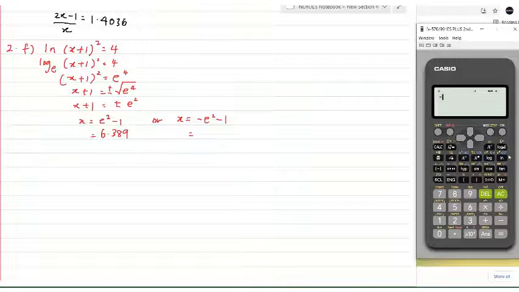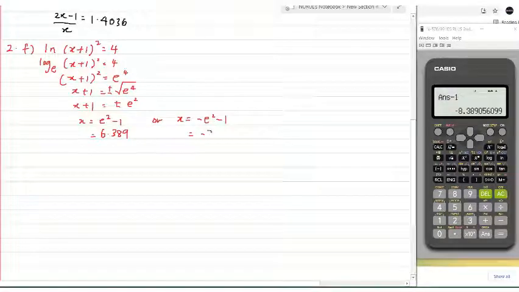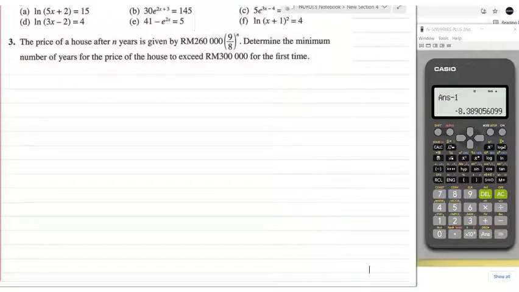Okay, one more answer is negative e2 minus 1. The answer is negative 8.389. Okay, so this question we have to answer. Next, question number 3.